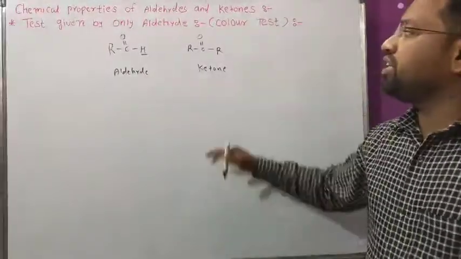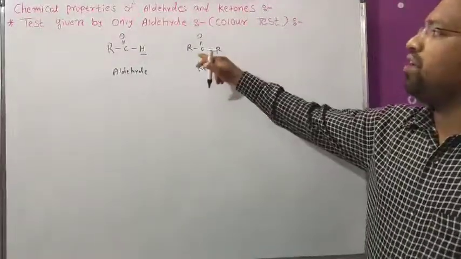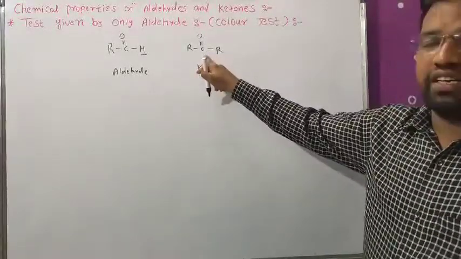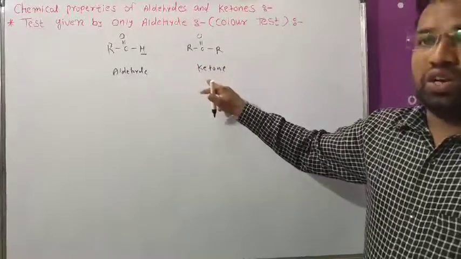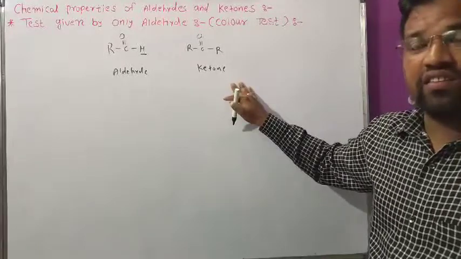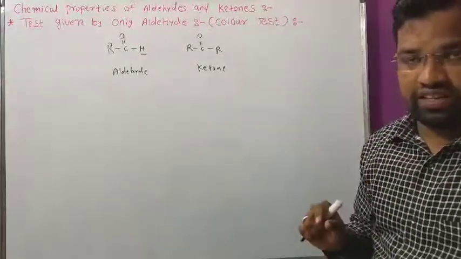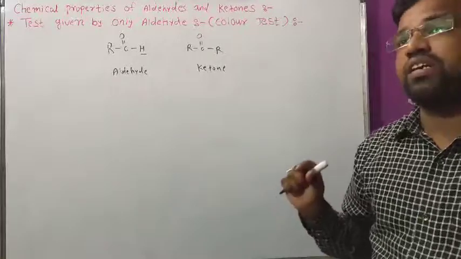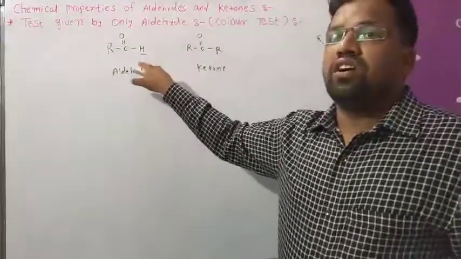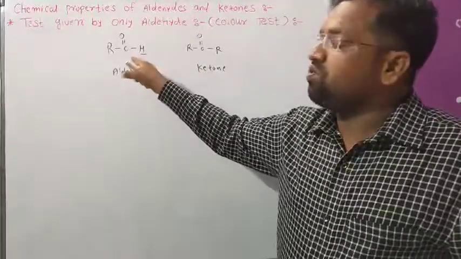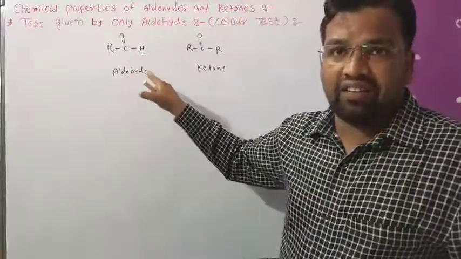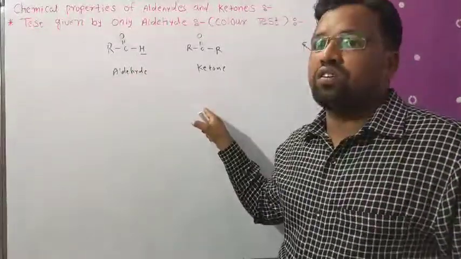But in a ketone there is no hydrogen atom directly attached to the carbonyl carbon atom. Therefore ketone does not undergo oxidation reaction by using a mild oxidizing agent. Ketone undergoes oxidation reaction only when a strong oxidizing agent is used, but aldehyde is converted into carboxylic acid by using a mild oxidizing agent. Therefore aldehyde acts as a reducing agent while ketone does not.